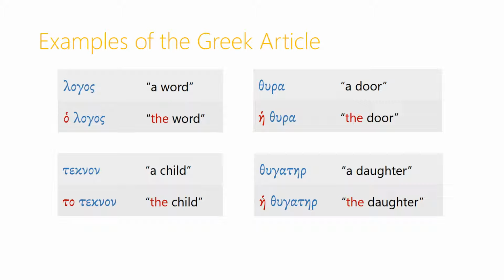Thugater means a daughter. And notice that thugater here is a third declension noun, but we're still going to use the regular first declension feminine form. He thugater is the daughter.